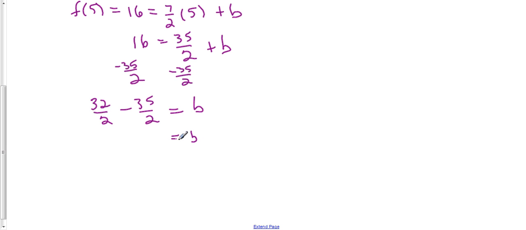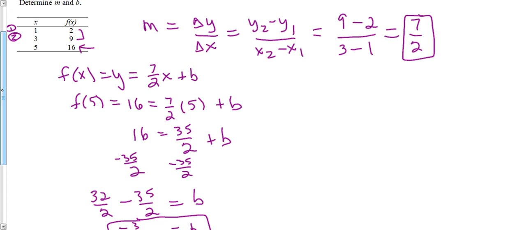So I'm going to end up with b is equal to -3/2. And I have found both parts of the problem. The intercept is -3/2, and the slope is 7/2.